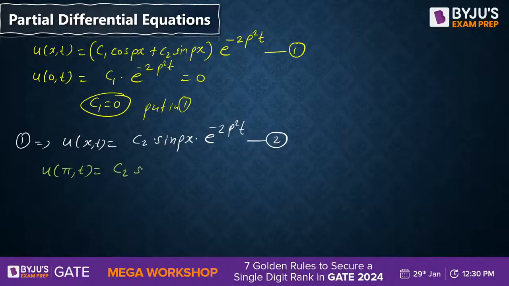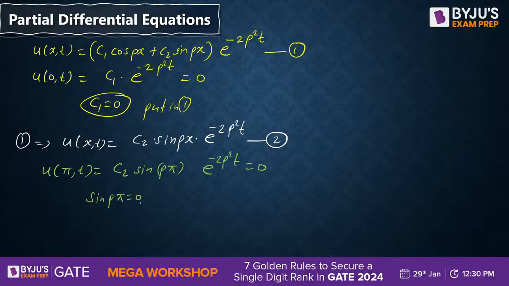C2 sin p pi e to the power minus 2 p square t equal to 0. Now see, C2 cannot be 0, exponential cannot be 0, otherwise the entire solution will become 0. So sin p pi will be 0.